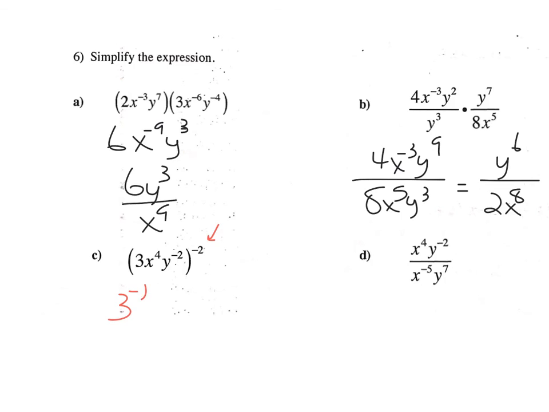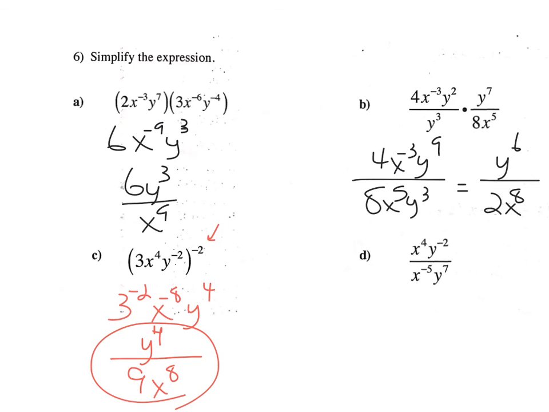Part C, that negative 2 is outside, it goes for everything inside. So I'm going to do 3 to the negative 2. When you do exponents to exponents, you multiply the exponents. What I've got to do to fix that, don't leave negative exponents, flip the ones that are negative. The 3 goes down, it becomes 9 because it's 3 squared. When you move it down there, it's x to the 8 in the denominator, and y to the 4 stays on top because it was positive. So make sure you understand that 9. 3 to the negative 2 means you square it and flip it. That's why it became 9.